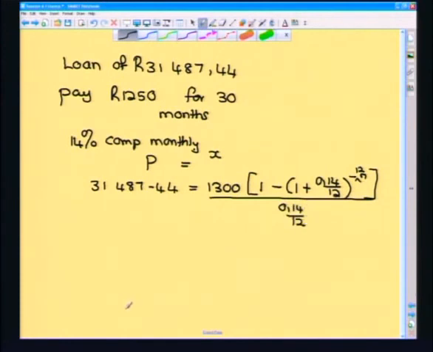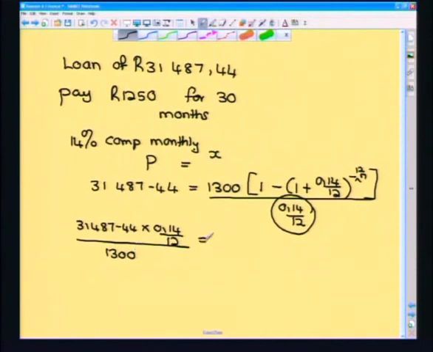Right, so now what I'm going to do is I'm going to work out what that n has to be. To do that, I'm going to unpack this a bit so that I get it in a nicer form. So I've got 31,487.44 times by 0,14 over 12, that gets rid of this, divide by 1,300, and I've now got it equal to 1 minus 1 plus 0,14 over 12 to the negative 12n.